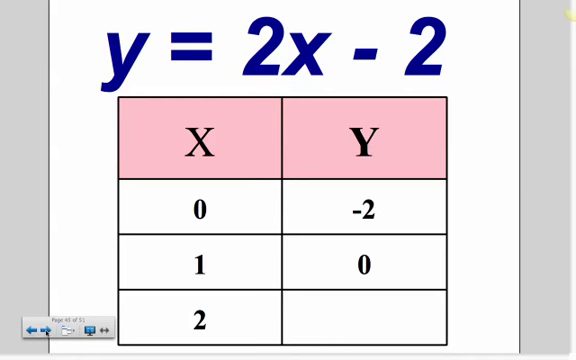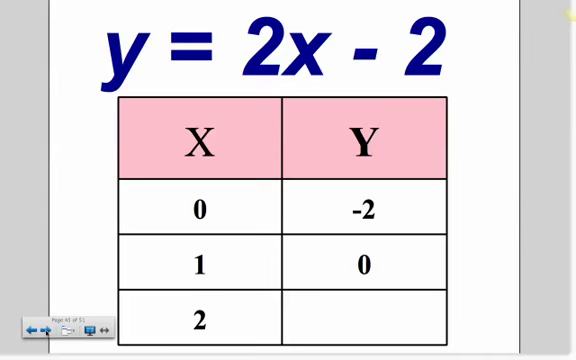Now notice my x values, 0, 1, and 2. If you'd like, you could use 3, 4, and 5, or 5, 6, and 7. It doesn't matter what you pick for x. You could even use negative values if you wanted to. But it just makes your math a little bit more difficult. And what we want to do is keep our math simple.